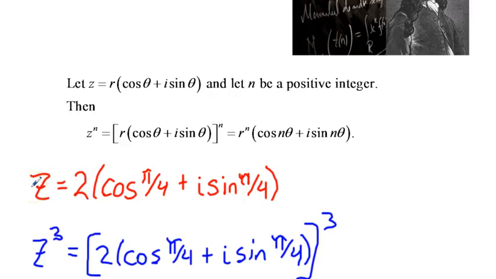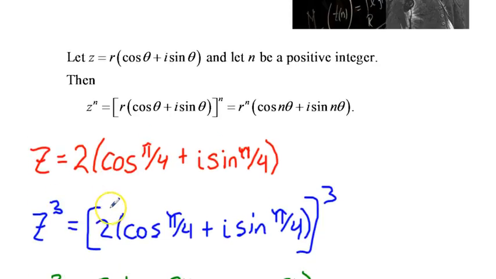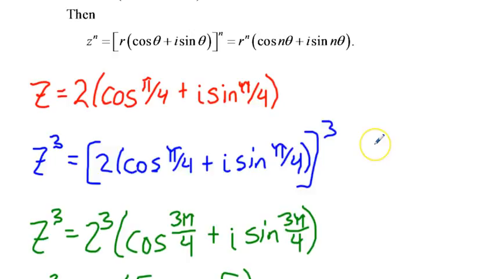So if we take a look at an example, suppose we have the complex number z equals 2 times the cosine of pi over 4 plus i times the sine of pi over 4. Suppose we want to take that z value, that complex number, and cube it. So we're going to cube that whole thing. And then using that formula, that means we're going to cube the r value and multiply our theta values by 3. So we're taking 2 cubed times the cosine of 3 pi over 4 plus i times the sine of 3 pi over 4.